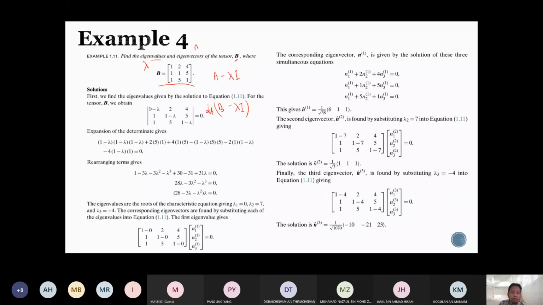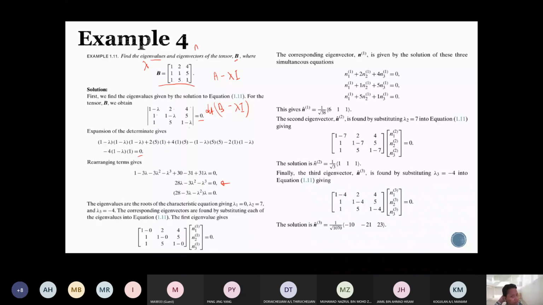So you just calculate B minus lambda I. So 1 minus lambda, 2, 4, 1, and then again 1, 1 minus lambda, and then 5, 1, 1, 5, 1, 5, and then the last one here, 1 minus lambda, and then find the determinant equals 0. So you calculate the determinant manually. Expand the determinant equals 0. Rearrange, so you get this equation here, a cubic equation.